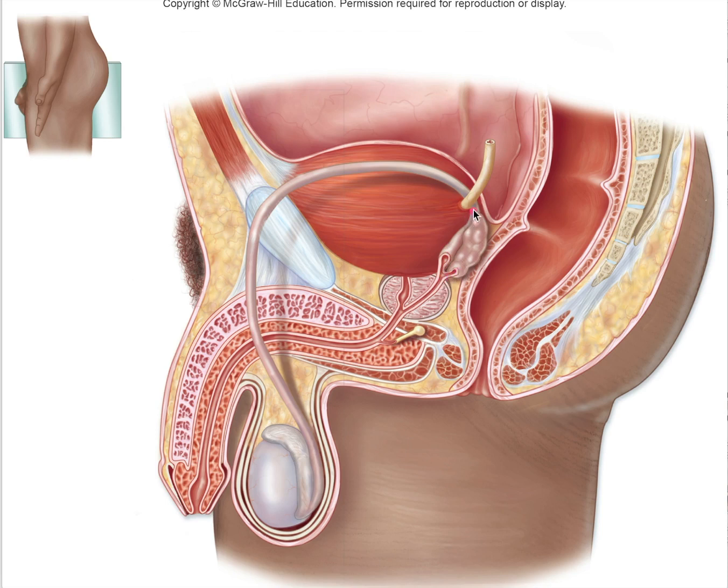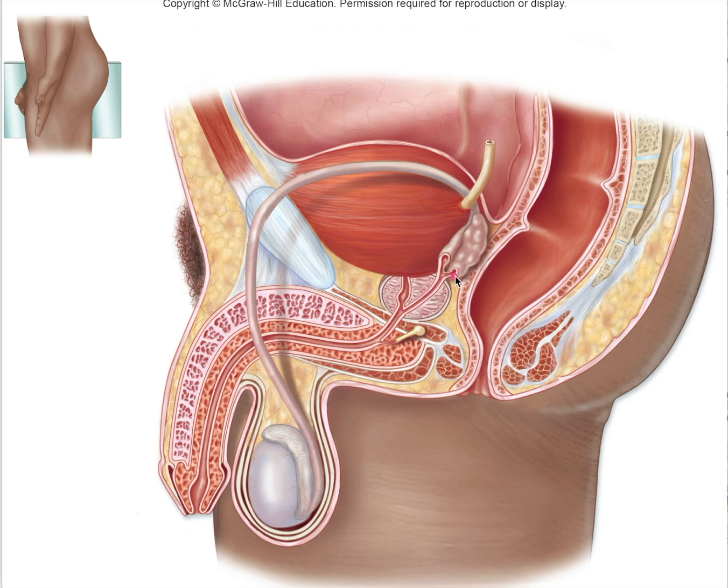And where the ductus deferens is just about to meet in with the seminal vesicle, that is called the ampulla. So you'll see here where the ductus deferens gets a little bit widened. That is called the ampulla. And right after that ampulla, it merges with the seminal vesicle here. And where they merge together and go in through the prostate is called the ejaculatory duct.